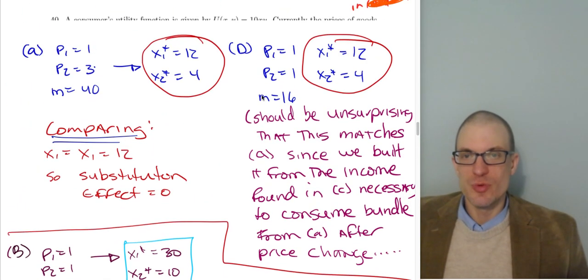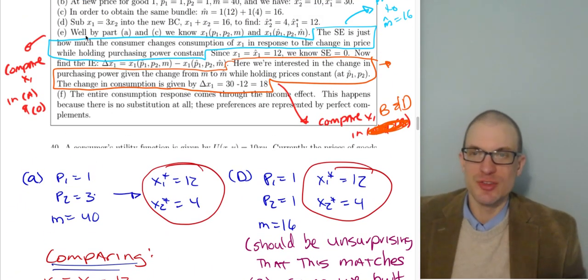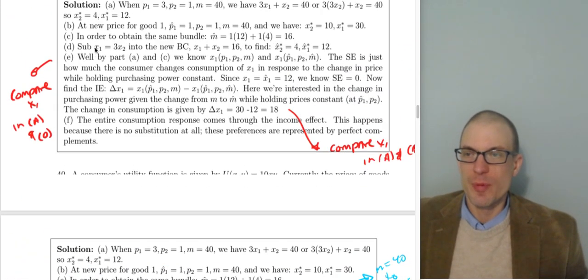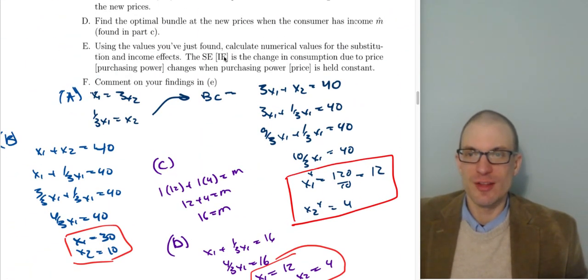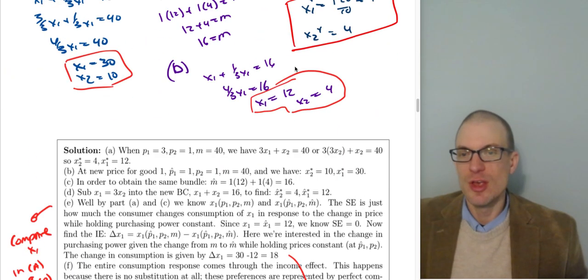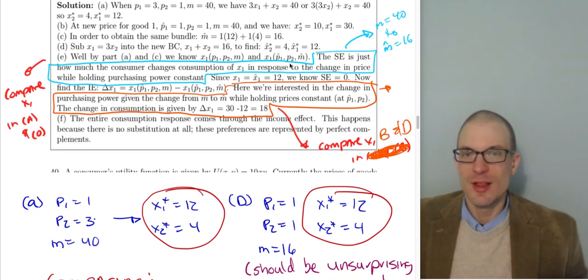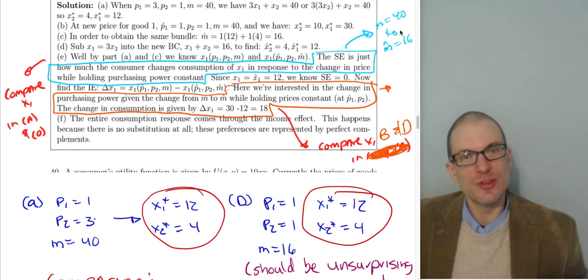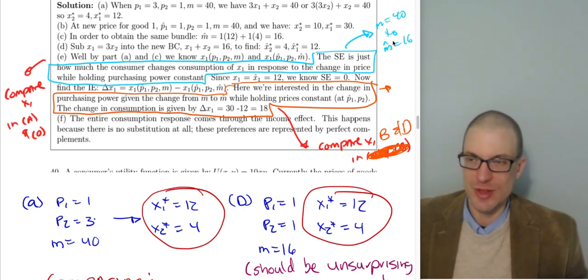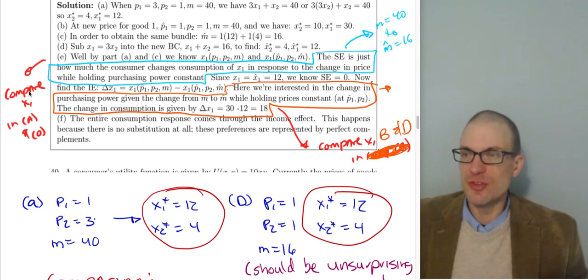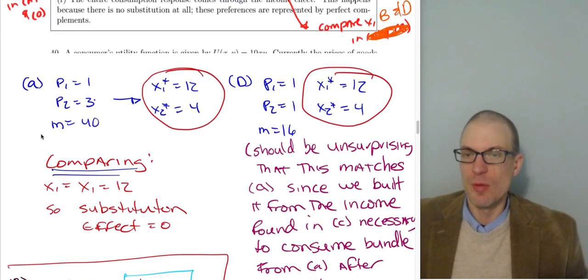So let me go up to where we were actually working on part E, so let me be careful about that. So for part E, we wanted to find the substitution effect. Find the substitution effect, find the income effect. Okay, so the substitution effect is just how much the consumer changes consumption of good 1 in response to a change in price while holding purchasing power constant, right? So the income had to go from 40 to 16 after the price change to retain the same purchasing power. So for the comparison here, we are comparing how much we were buying of good 1 in part A and part D. Oh, part A was right here.